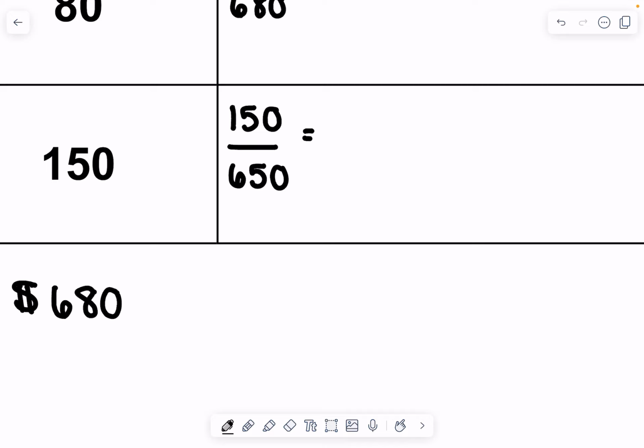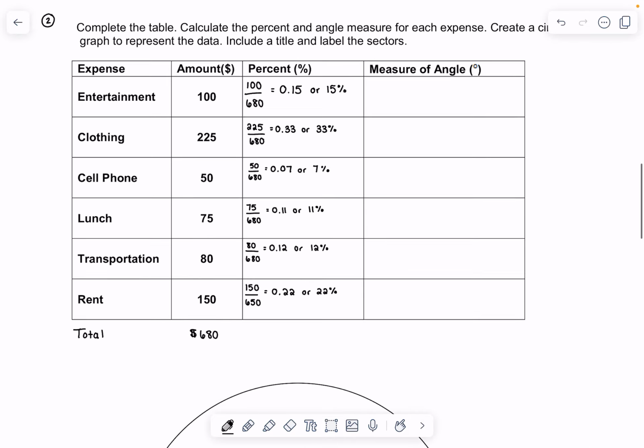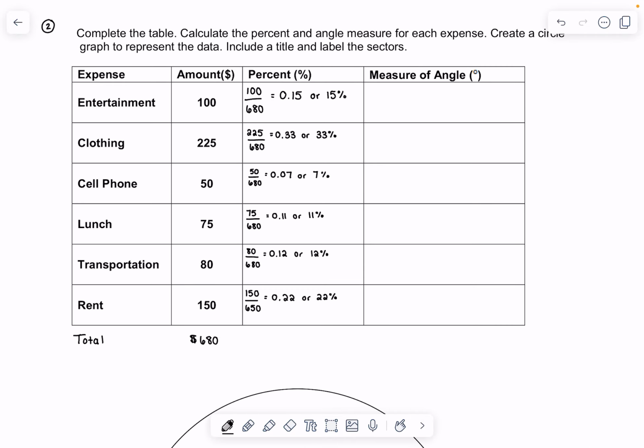Okay, so 150 divided by 650, which I'm reading on my end is about 22%. You could also find that last one just by taking 100% and subtracting all the others, of course. Okay, so we know that the percentage, if we're looking at the grand total, should be 100%. Now, you may have never done this before, so we can ballpark, and that's mostly what we're going to do.